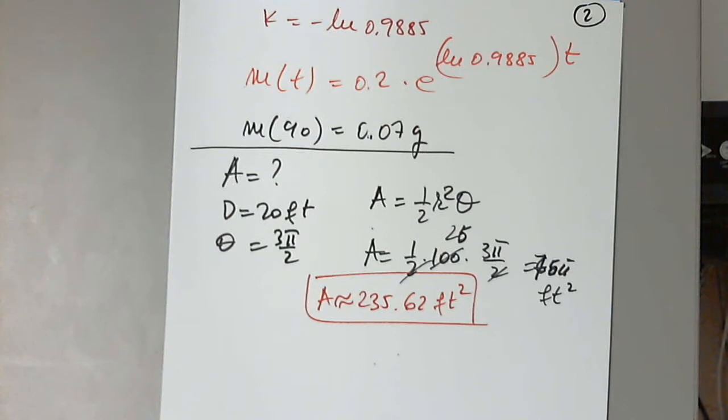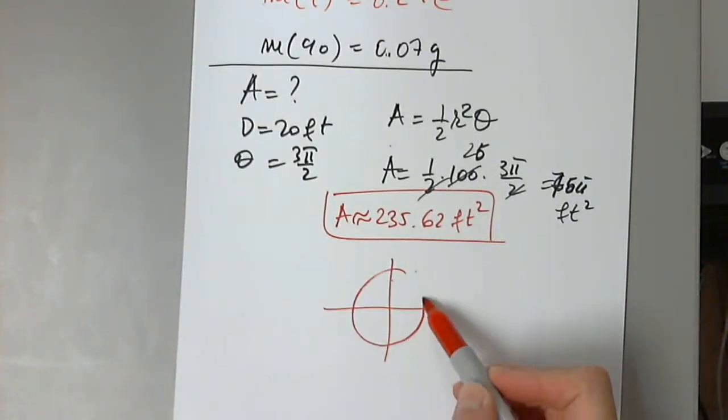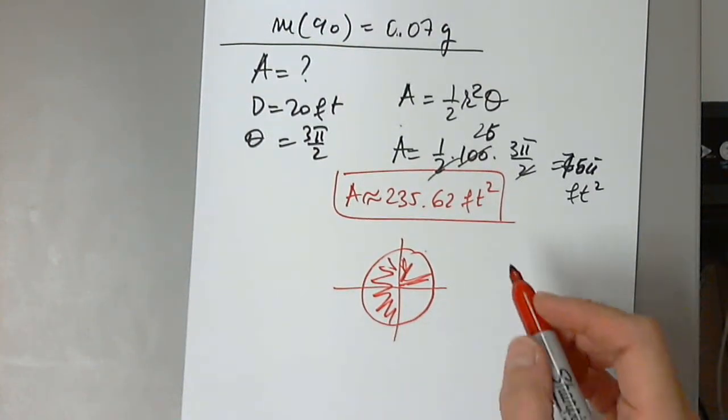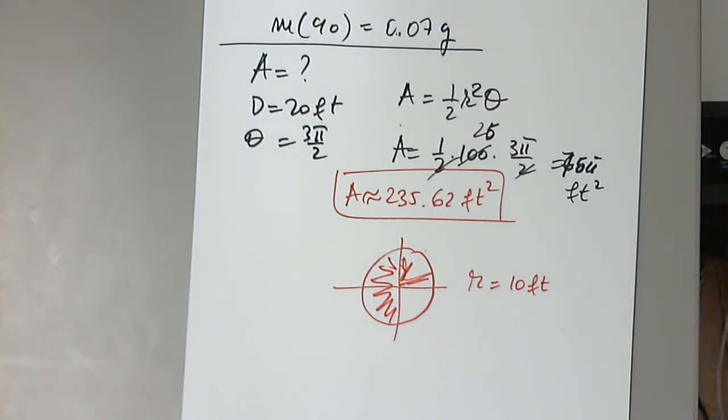In other words, it's something like this. So this is 3 pi over 2. It's this area with a radius of 10 feet. That's 3 pi over 2, 3/4 of the circle. Okay, anything else?